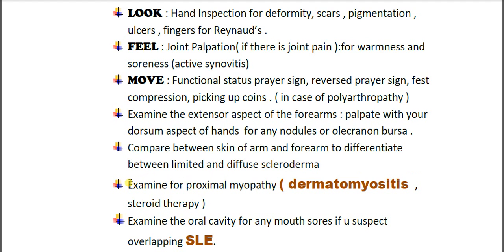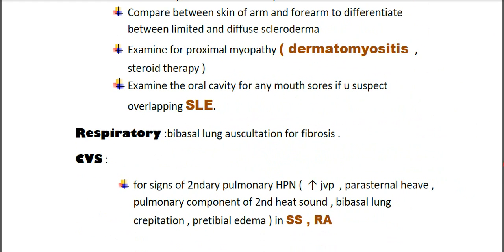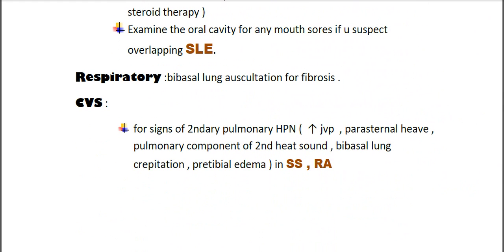Then examine the arms of the patient under resistance to see if there is proximal myopathy, as polymyositis may be associated as an overlap. Examine the oral cavity for any mouth sores if you suspect overlapping systemic sclerosis. Then look for other systemic involvement of systemic sclerosis.